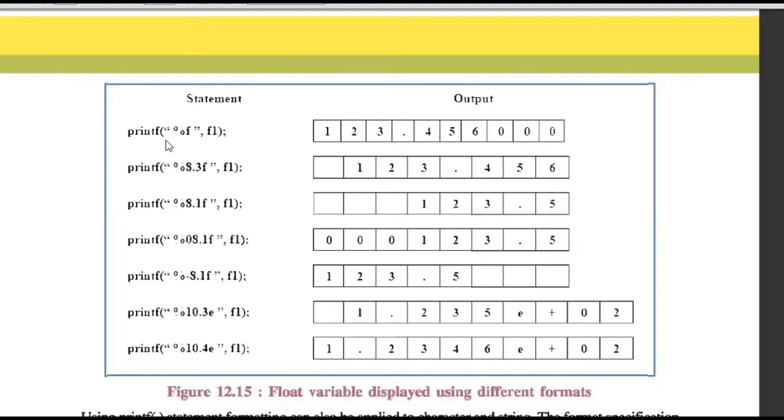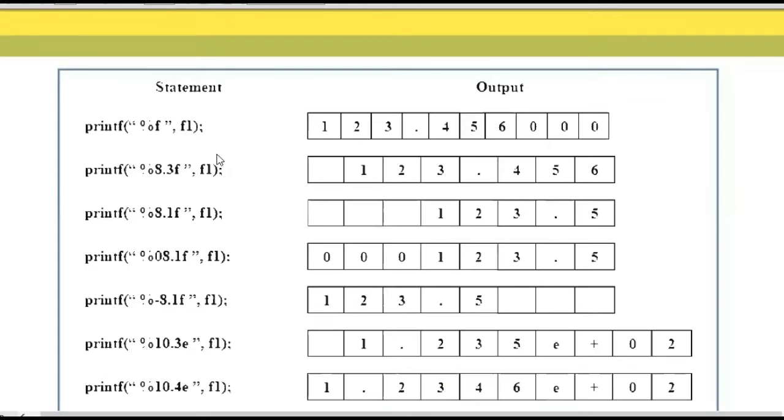So if we use printf with %f, and this is for example f1, that is the variable name. As it is, we will get output 123.456 and then 000, since for the float data type we get output in 6 decimal places after the period sign. Here only three values we have, that is 456, and the remaining three places will be filled by zeros.